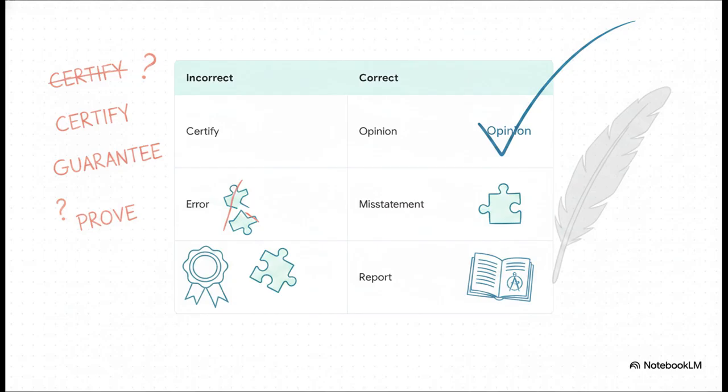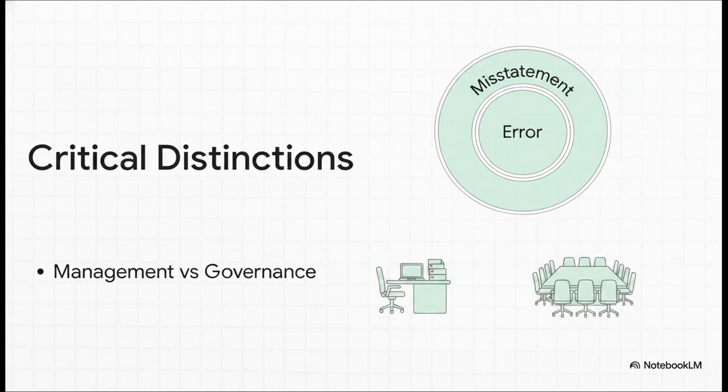Think about it. An auditor does not certify, they don't guarantee, and they don't prove anything. An auditor expresses an opinion. And you can go ahead and forget the word error when speaking generally. The professional blanket term you want is misstatement. Oh, and you aren't issuing a certificate. You are issuing an audit report. Mastering these critical distinctions is vital.